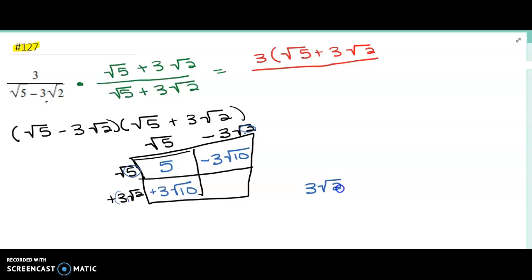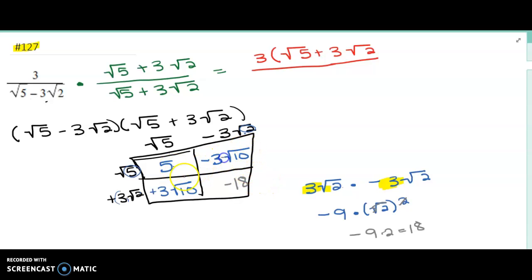3 square root of 2 times a negative 3 square root of 2. Okay, remember, we multiply what's on the outside together, so 3 times negative 3 would be a negative 9 times square root of 2 squared. Well, the squared and the square root cancel each other out, so this is just negative 9 times 2, which is 18, or negative 18.